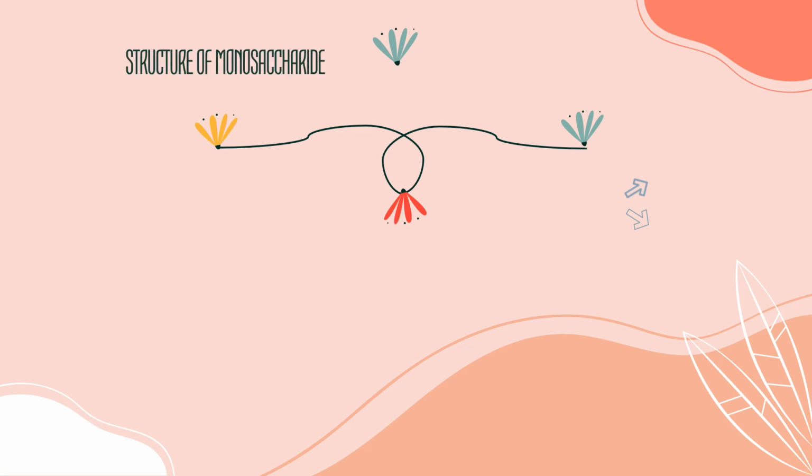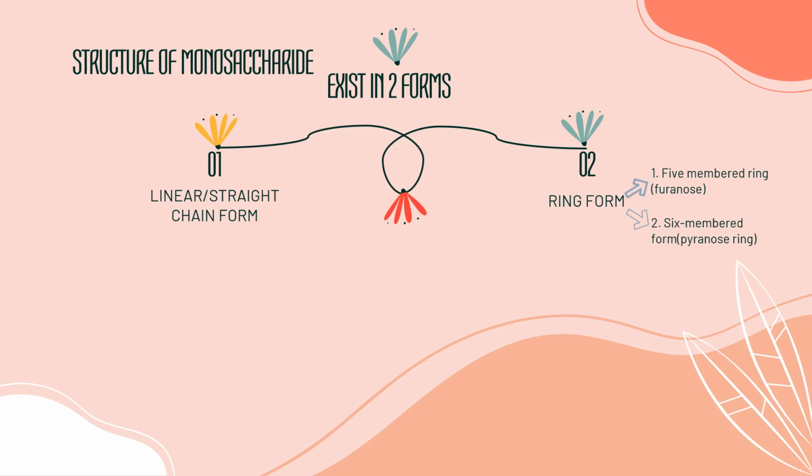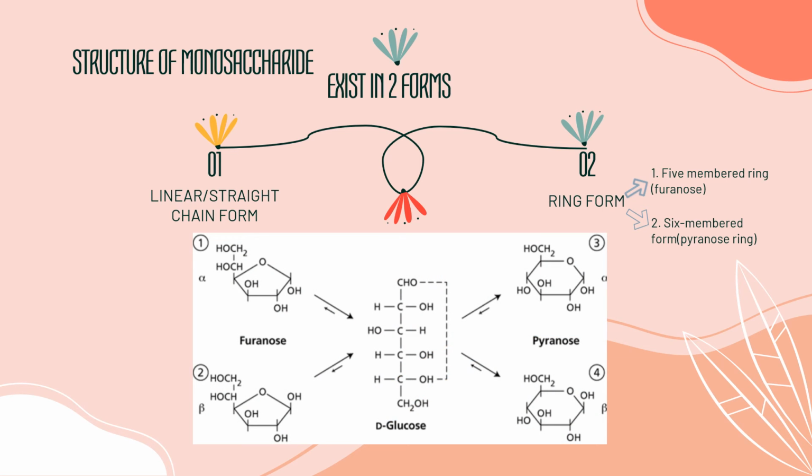Next, we're going to talk about the structure of monosaccharide. The structure of monosaccharide exists in two forms. The first one is linear, or we can say the straight chain form. The second one is the ring form. The ring form we can classify into two. First is the 5-membered ring, furanose, and the second one is the 6-membered ring, pyranose.